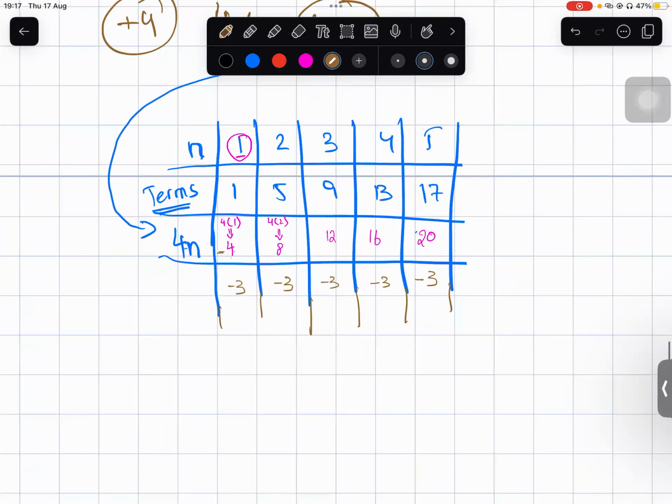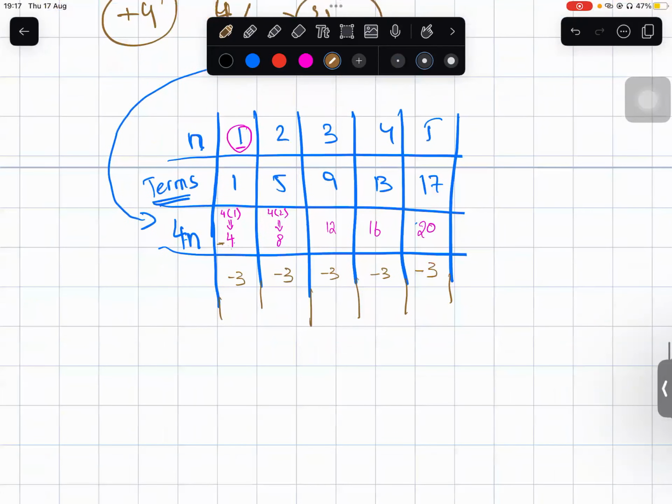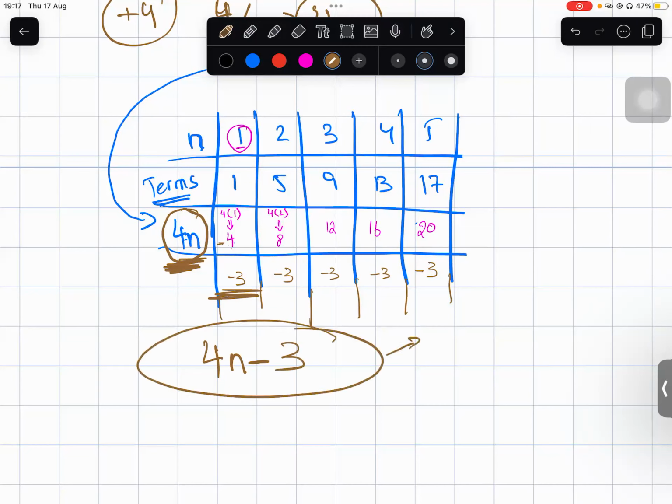Okay, perfect. So basically, once this table is done for linear sequences, you're basically done. Your answer would be this 4n, this expression that you just derived above, and this particular number placed right next to it, minus 3. This is your n-term formula. Is this clear?